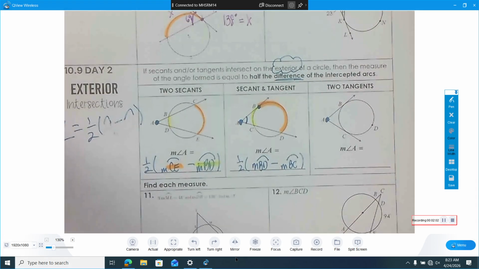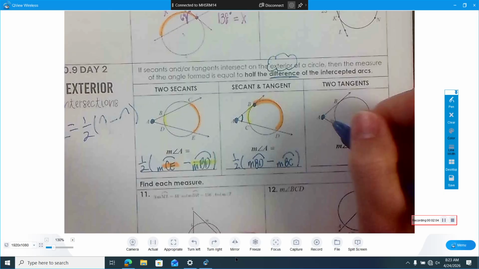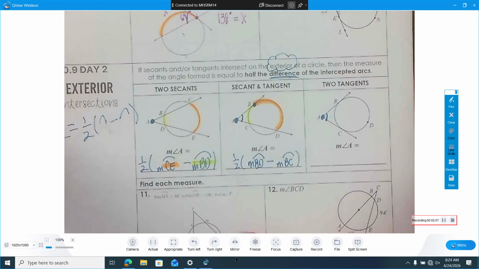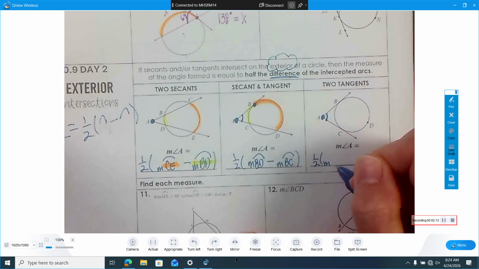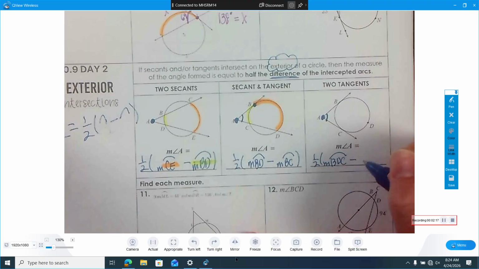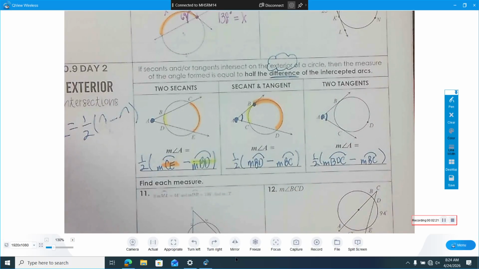And then over here, the last one, the angle A is 1/2 of, again, far. This one happens to be a major arc, so the measure of arc BDC, big arc, minus the measure of arc BC. So really easy. We just have 3 little conditions. It's either half the sum, half the arc, or half the difference of the arcs.